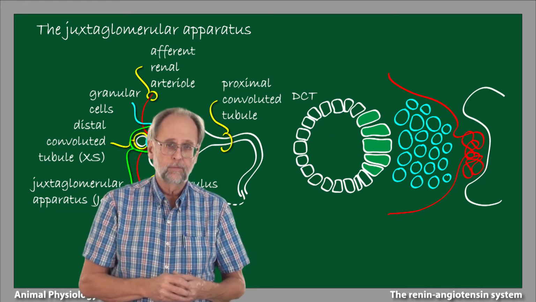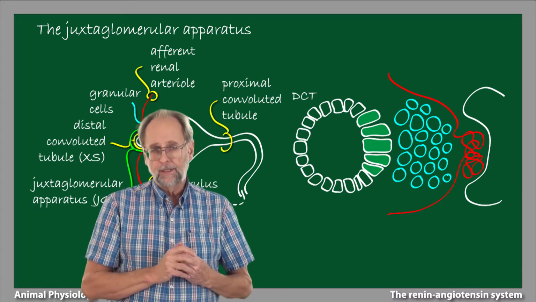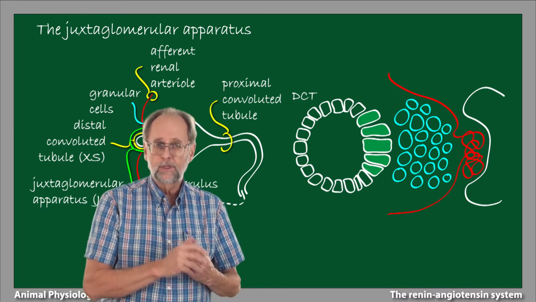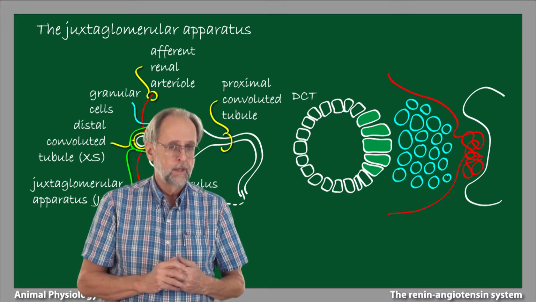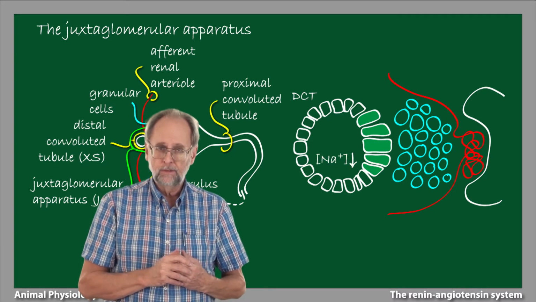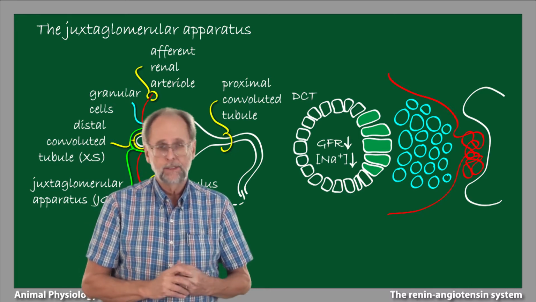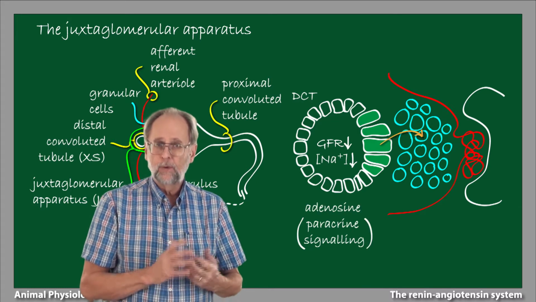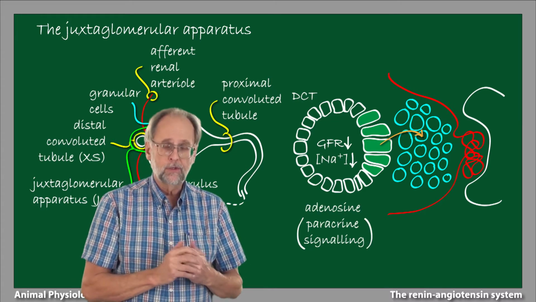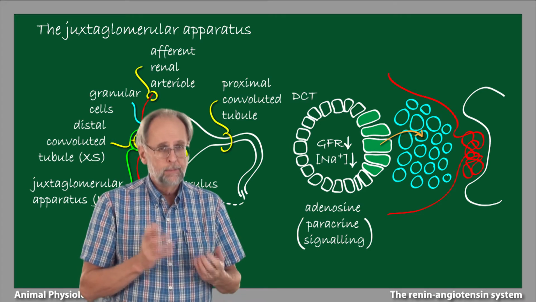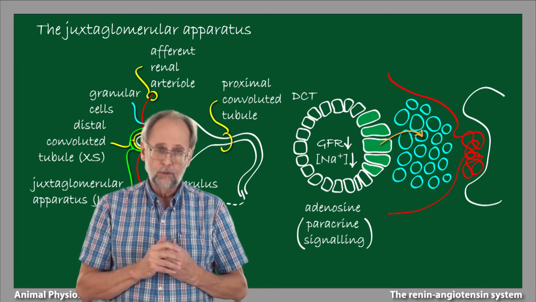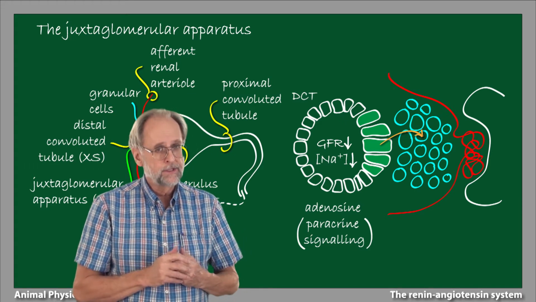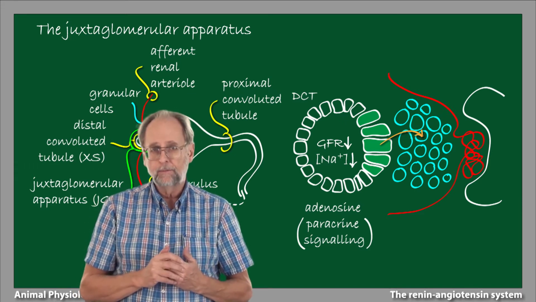convoluted tubule. The cells of the macula densa monitor the flow rates and composition of the filtrate that's passing through the distal convoluted tubule. If filtrate sodium concentration or the filtration rate declines, the cells of the macula densa respond by secreting adenosine, which acts as a so-called paracrine hormone to the granular cells. A paracrine hormone is like an endocrine hormone, except that the chemical signal is local in extent, in this instance confined to within the JGA.